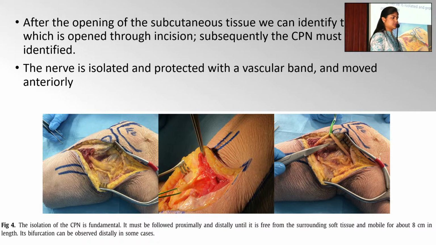After opening the subcutaneous tissue, we can identify the fascia, which is opened through the incision. Subsequently, the common peroneal nerve must be identified. The nerve is isolated and protected with a vascular band and moved anteriorly.